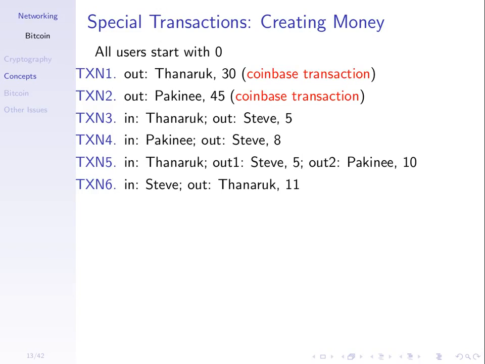But let's say somehow we magically create money and we say a transaction was there was no input, but the output was Tanarak of 30 units. So I'll record that as a transaction. Let's think of that as this creation of money. How do we create money nowadays? How do we create it in the past?